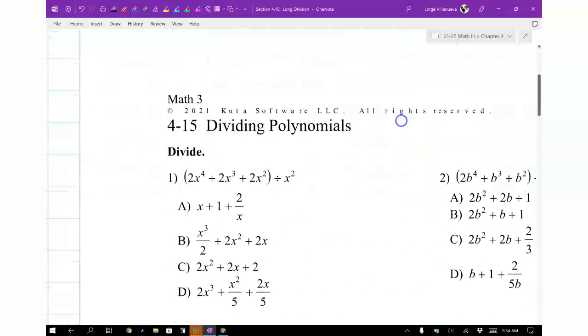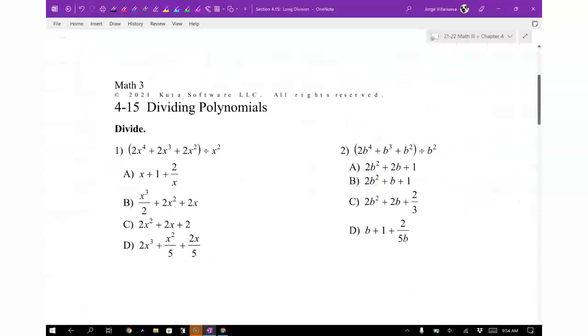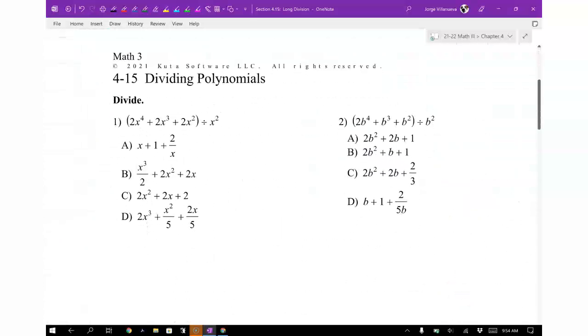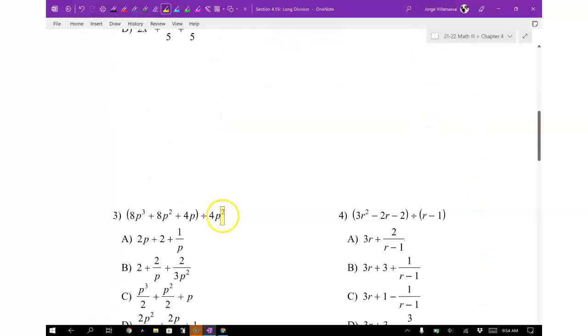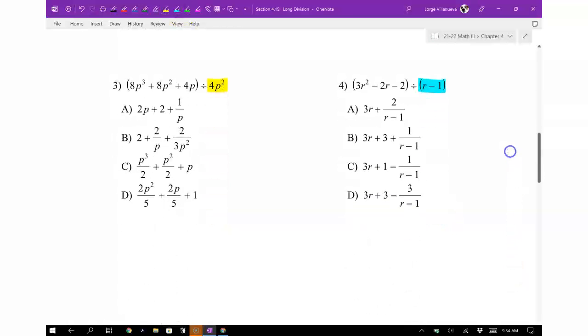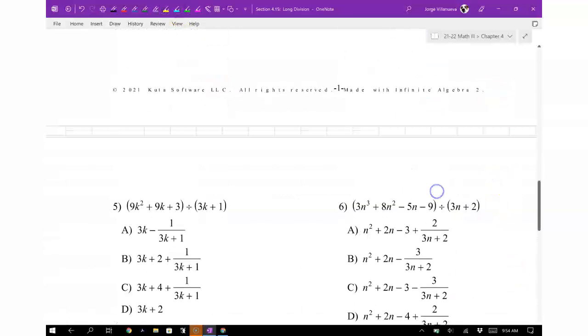Okay, so look at questions like number 1 and 2. Notice how we're just dividing by x squared. Right here we're just dividing by b squared. Right here we're dividing by 4p squared, but it's just a single term. But then all of a sudden we start dividing by r minus 1. Right? So that's a binomial. And a 3k plus 1 and a 3n plus 2. Not just a single term, but we start dividing by two terms. So that's when we talk about long division.